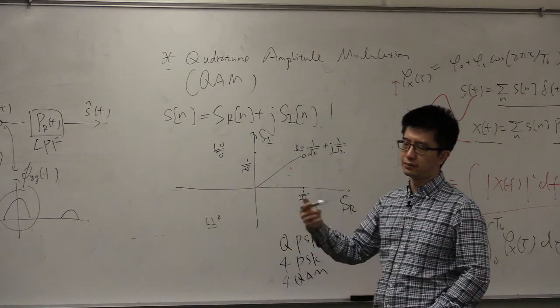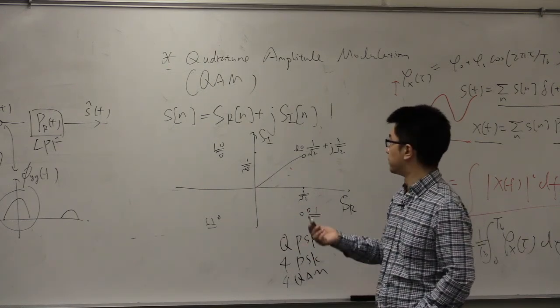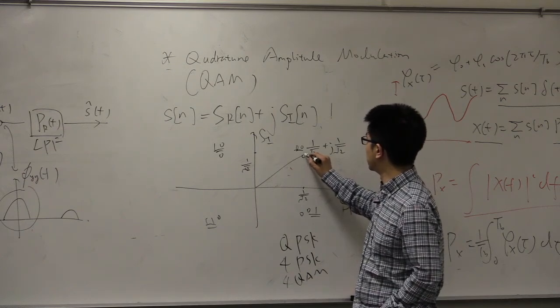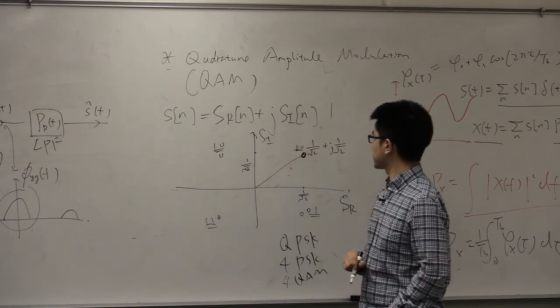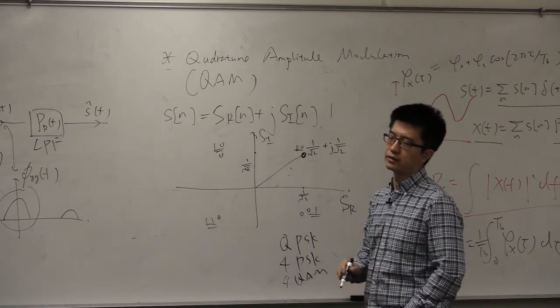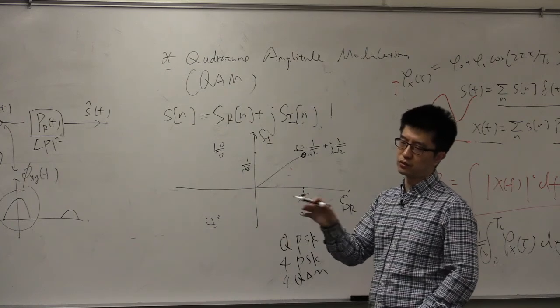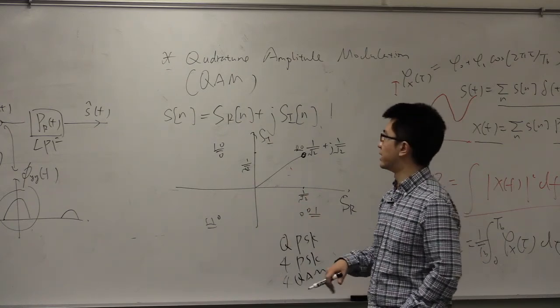In the beginning of the class, I introduced 16QAM. For 4QAM, every symbol here means 2 bits. For 16QAM, every symbol here means 4 bits. You need this information to do the homework. Just remember that.